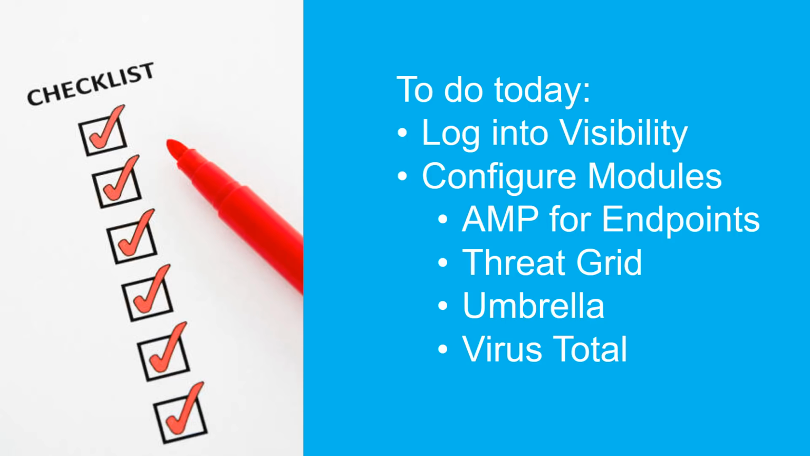In this tutorial, we will cover how to log into Cisco Visibility and how to configure those modules. We'll go through the modules for AMP for Endpoints, Threat Grid, Umbrella, and Virus Total. Accounts are needed for all of these. Visibility will work without any of them, but it works better the more of these modules you can enable.